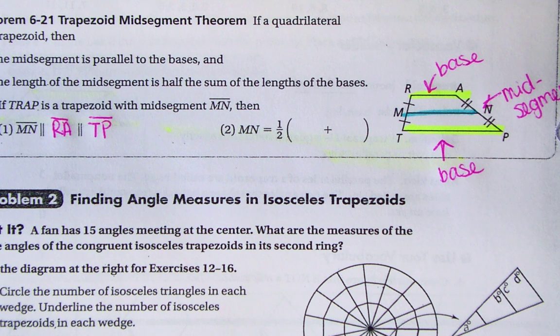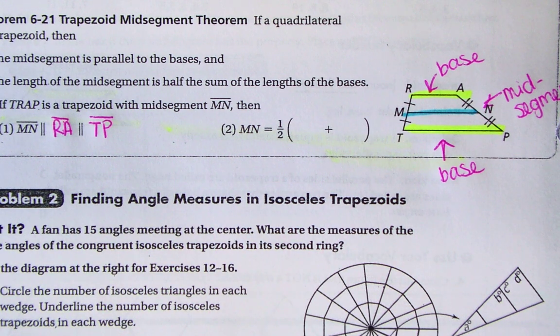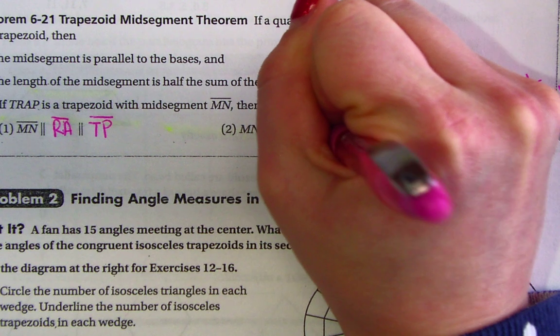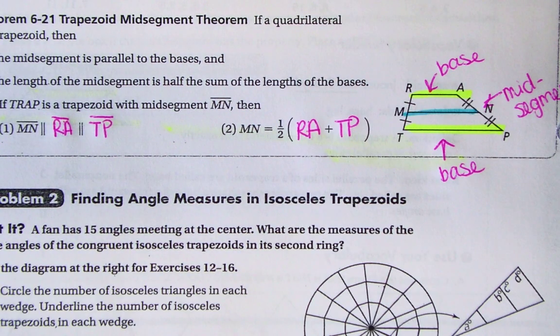And then we actually have a formula for the midsegment. In bullet number 2, it says the length of the midsegment is half of the sum of the lengths of the bases. So if I want to find MN, I take RA, which is my first base, plus TP, my second base, and multiply that by 1/2, or divide it by 2, and I am going to get the length of my midsegment.